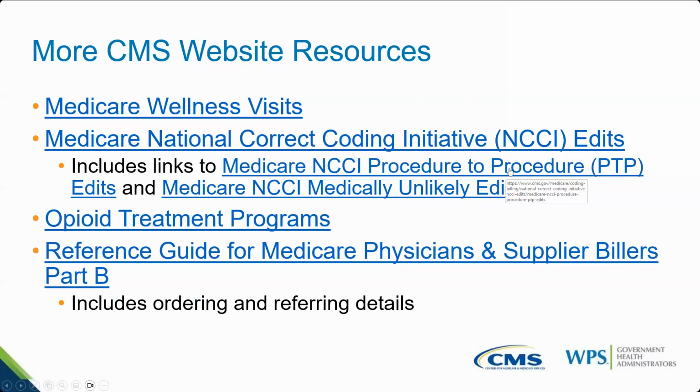The procedure-to-procedure edit files are here, pairing the column 1 code with the column 2 code. When can you or can you not append a modifier to the column 2 code in order to unbundle payment? We talked about one of the codes that hit for common rejections or denials was the opioid treatment program code. So I've included a link to that resource for you.